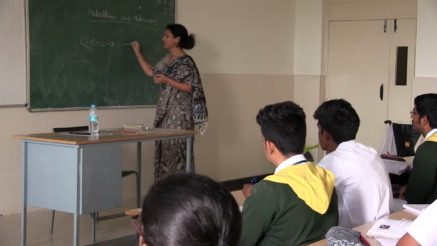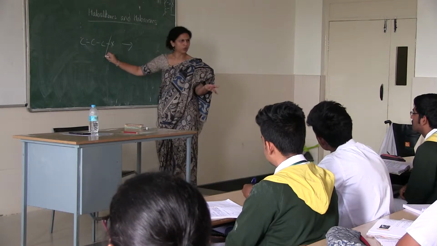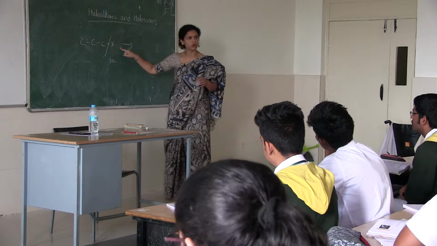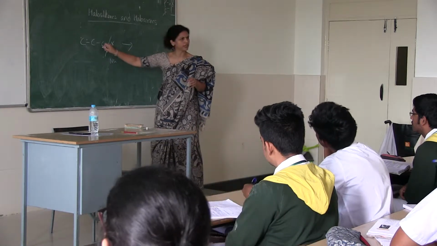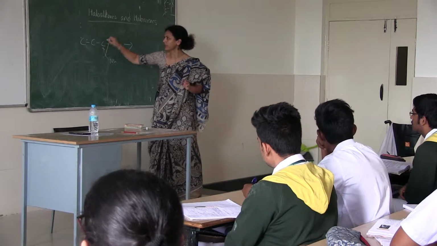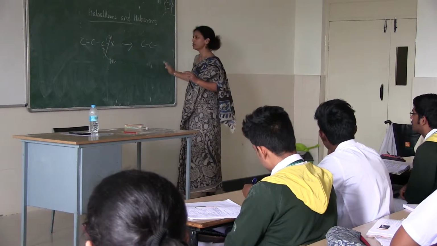So, what is going to happen? This has to break, right? And suppose the new nucleophile, I name it as Nu. So, this needs to go and this needs to come and attach itself to the carbon. That is what the whole thing is about, substitution, right? This needs to go. Now, in how many ways do you think it can happen?